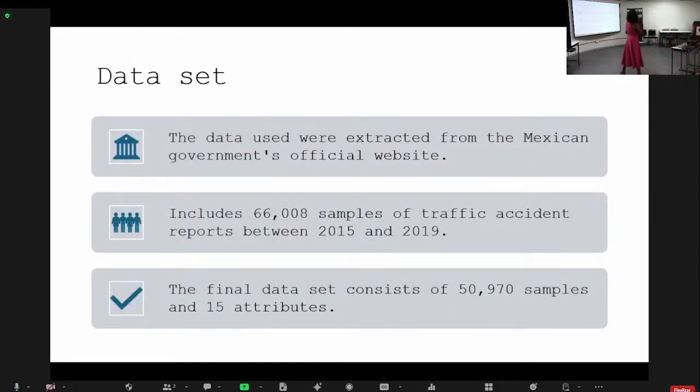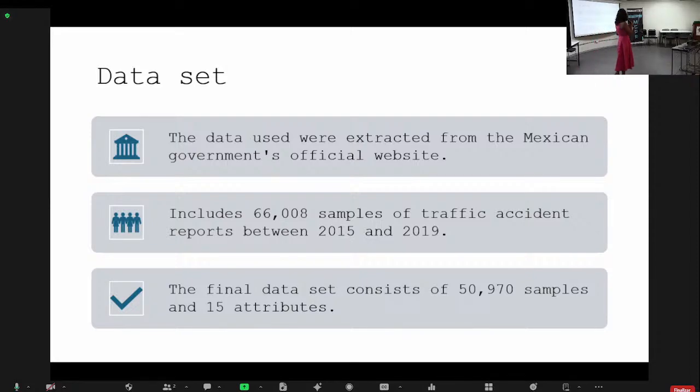Our data set that we are working on was extracted from the Mexican government official website. We include 16,008 samples of traffic accidents between 2015 and 2019. With that data set, we find hours, kilometers, highways, victims, all the characteristics that we need to do the study. But the final data consists of 50,917 samples and 15 attributes.